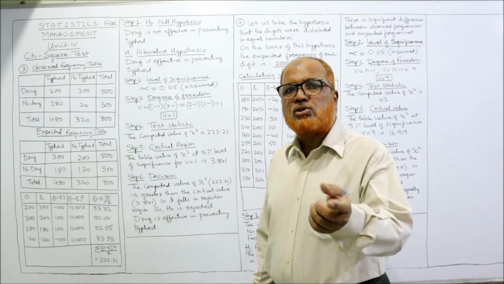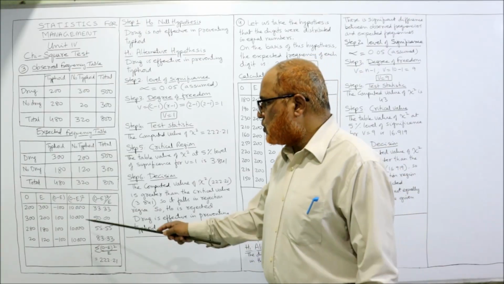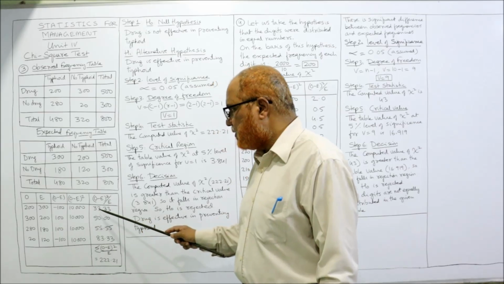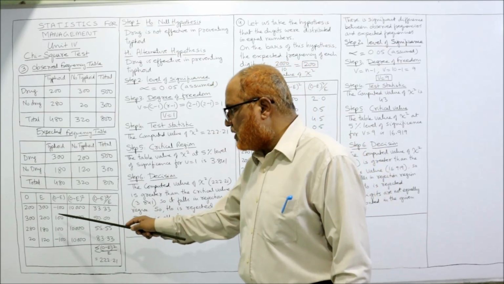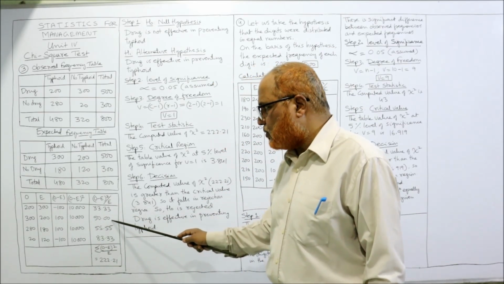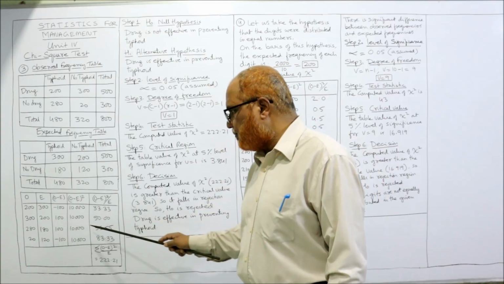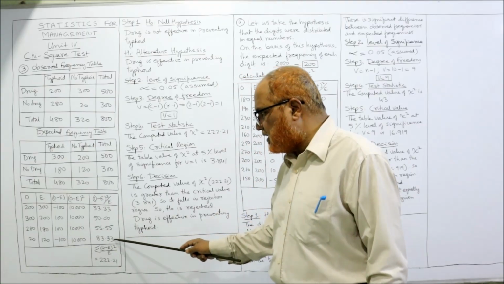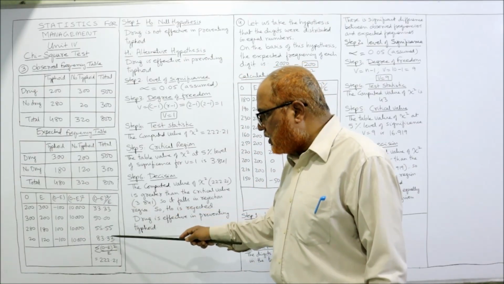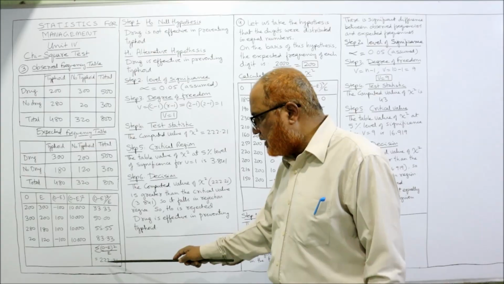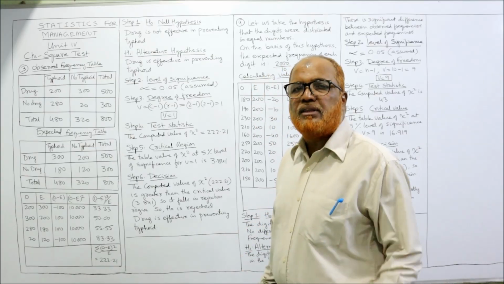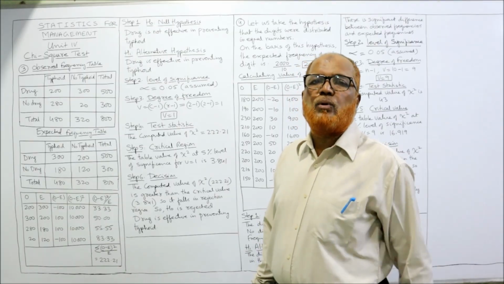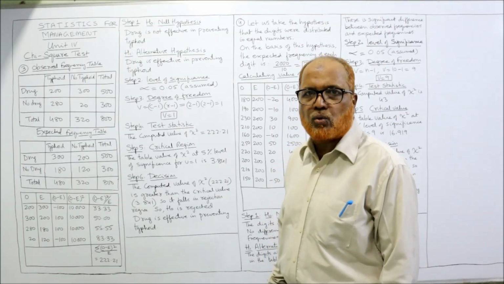Now O minus E whole square divided by E. So 10,000 divided by 300, 33.33. 10,000 divided by 200, 50.00. 10,000 divided by 180, 55.55. 10,000 divided by 120, 83.33. Now take the total of all these values, you will get 222.21. This is the summation of O minus E whole square by E. This is called the computed value of chi-square.